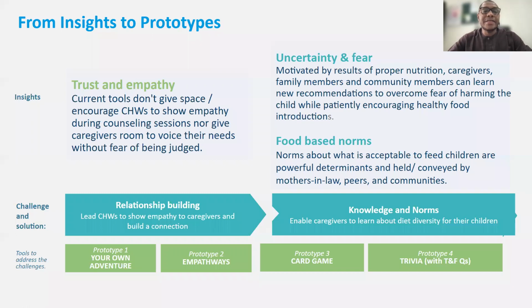You will see at the bottom that 2 prototypes were proposed around relationship building, and 2 others were proposed around knowledge and norms. Not all of these prototypes made it to the testing phase, but these were the ideas that came out at the beginning when we were coming up with solutions to address the different challenges that we were observing from the field. Next slide.